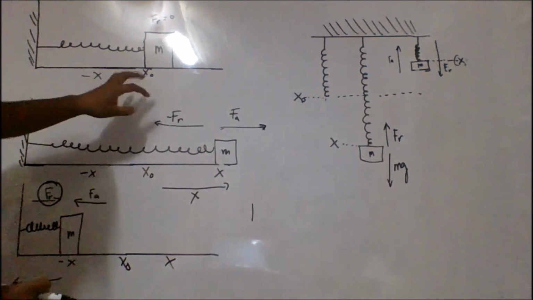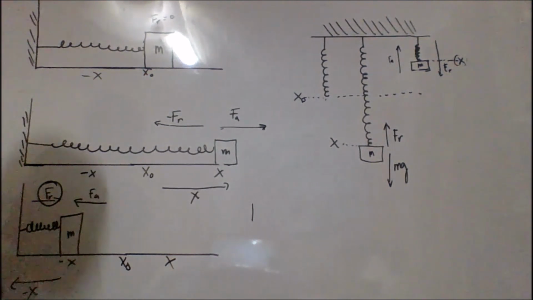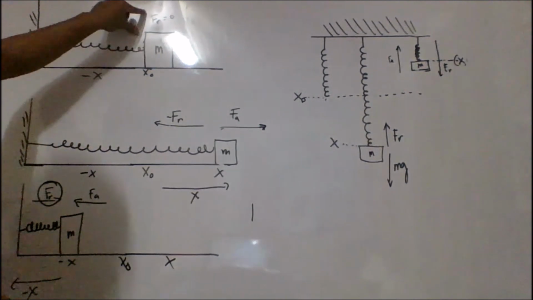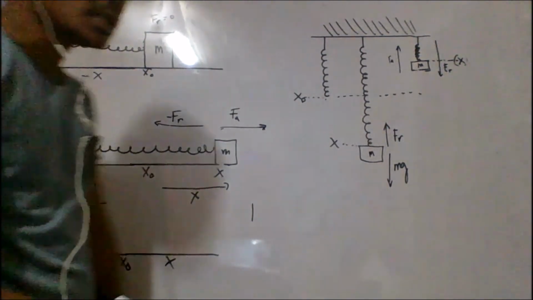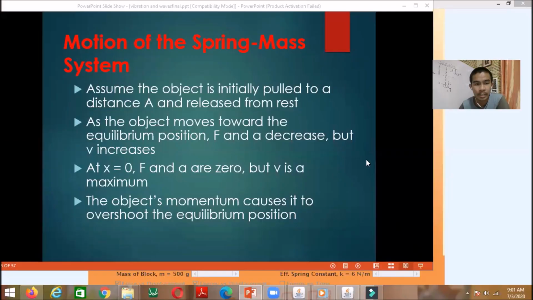Right? And F of R here is 0. The resultant force here is 0. Okay? Since the object is at equilibrium. Alright, so let's proceed to the motion of the spring mass system.